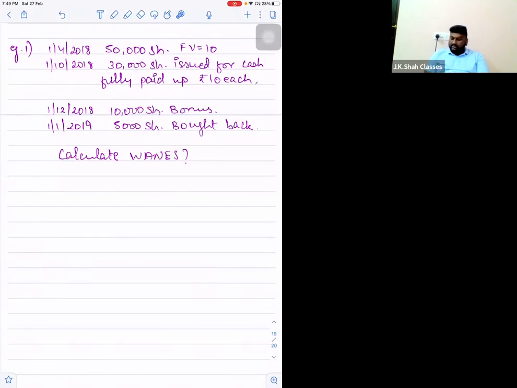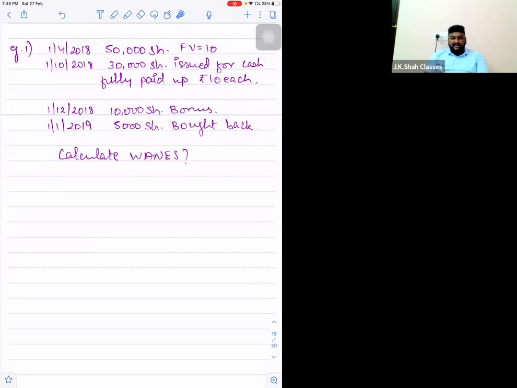On 1st October 2018, 30,000 new shares have been issued for cash, which are fully paid up, of rupees 10 each. So technically, the shares in the opening balance and the shares issued new both have the same face value. Because if the face values are also different, it creates a problem.